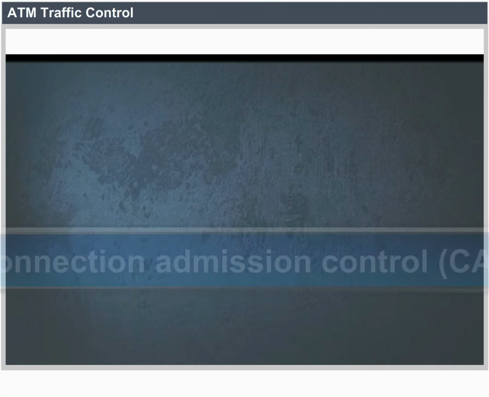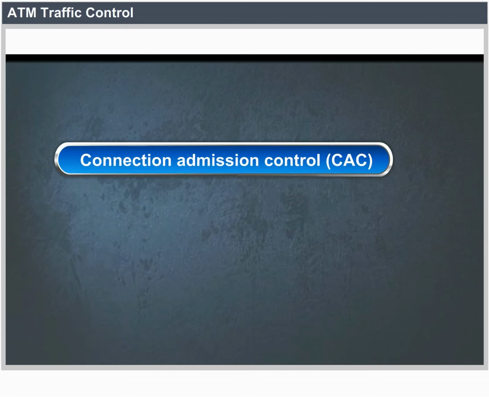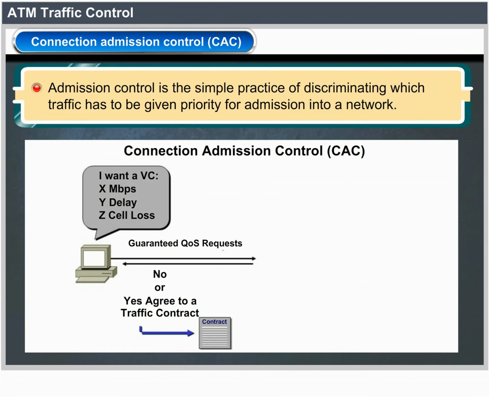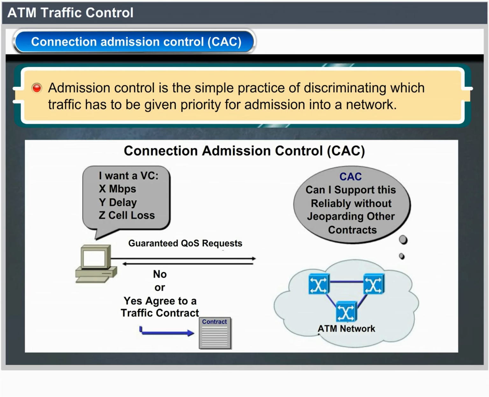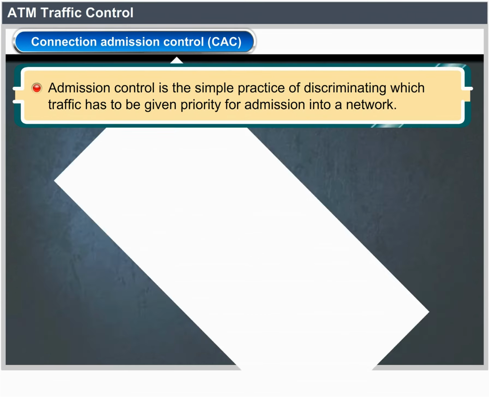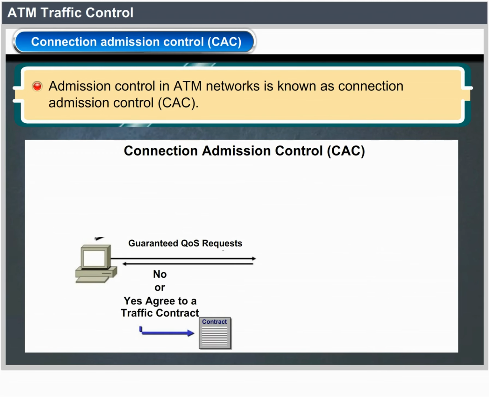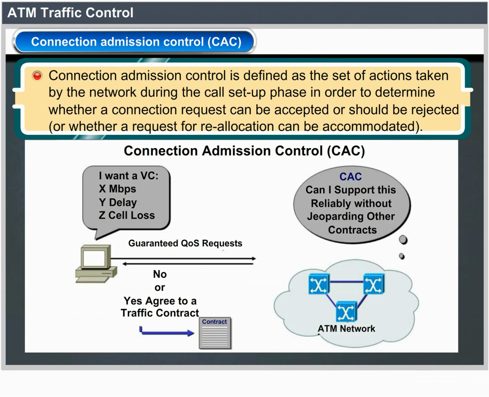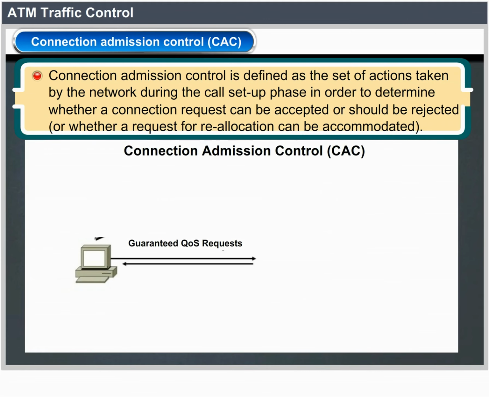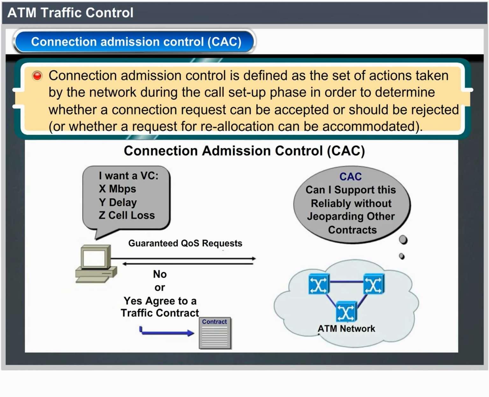ATM traffic control: Connection Admission Control, CAC. Admission control is the simple practice of discriminating which traffic is admitted into a network in the first place. Admission control in ATM networks is known as Connection Admission Control, CAC. Connection Admission Control is defined as the set of actions taken by the network during the call setup phase in order to determine whether a connection request can be accepted or should be rejected, or whether a request for reallocation can be accommodated.